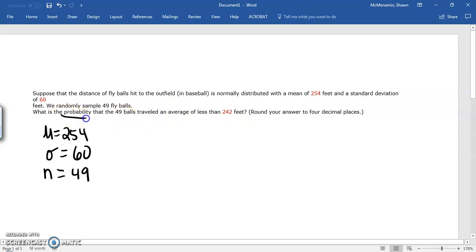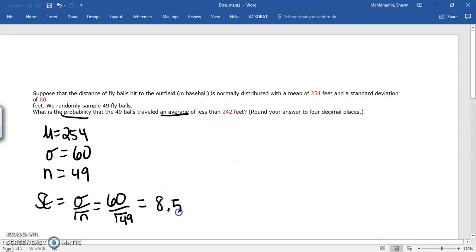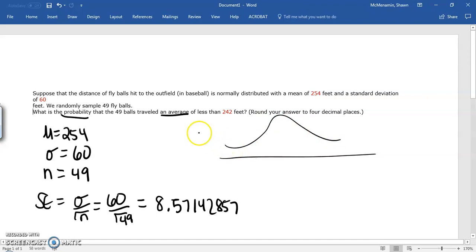Because we're talking about finding the probability about an average, we're going to use standard error. Standard error is sigma over square root n. Sigma is 60. Square root n is square root of 49. 60 divided by square root 49 gives you 8.57142857. And then to answer this problem, 3 steps.